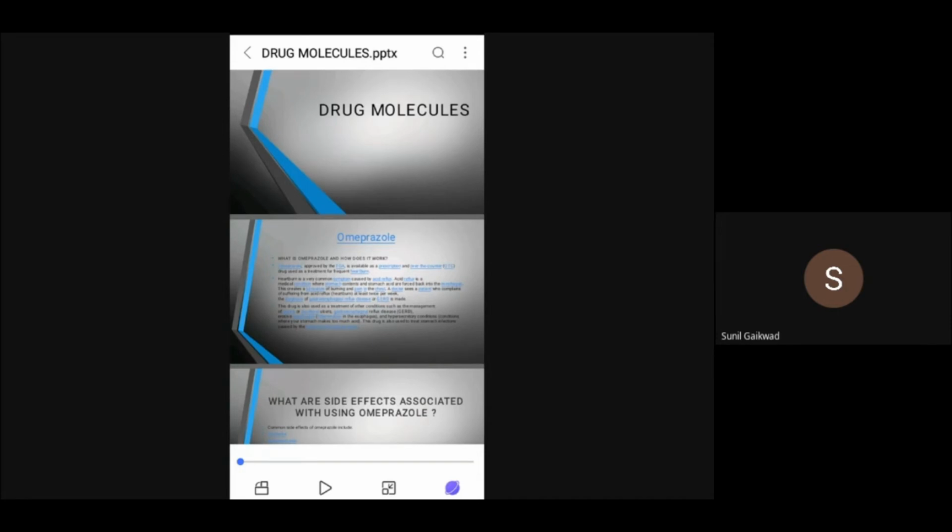This drug is also used as treatment of other conditions such as management of gastric or duodenal ulcers, gastroesophageal reflux disease, erosive esophagitis, inflammation in the esophagus, and hypersecretory conditions where your stomach makes too much acid. This drug is also used to treat stomach infection caused by the bacteria Helicobacter pylori.